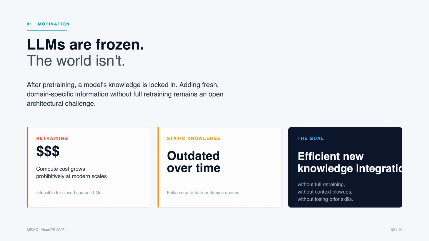Large language models perform impressively across many tasks, but their knowledge freezes the moment pre-training ends. As the world keeps changing, that frozen knowledge gets stale, and many real-world applications need fresh, domain-specific information. Retraining works, but at modern scale the cost is prohibitive, and for closed-source models it's not even an option. So the question is, how do we add new knowledge efficiently, without context blow-ups, without losing prior skills, and ideally without ever touching the base model's weights?